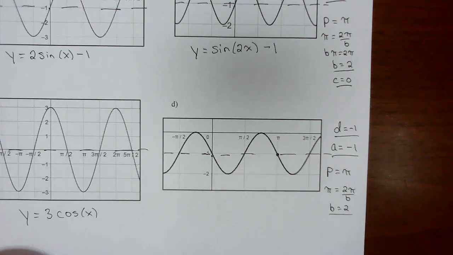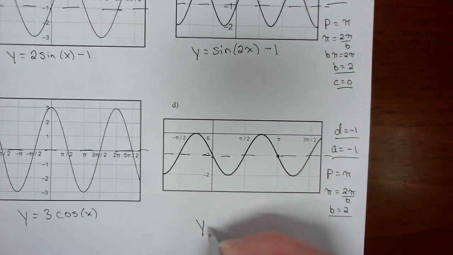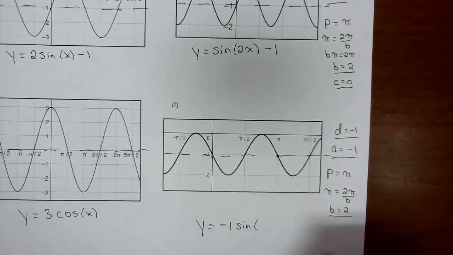C, oh, we're starting at 0. So -1 sine of 2x, I'm not moving anywhere, then -1.